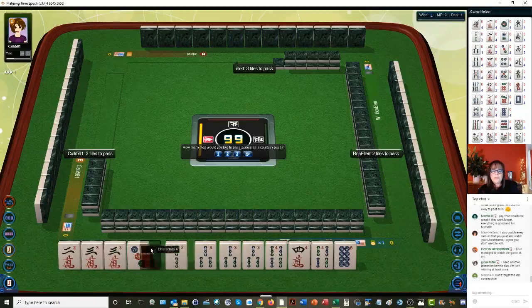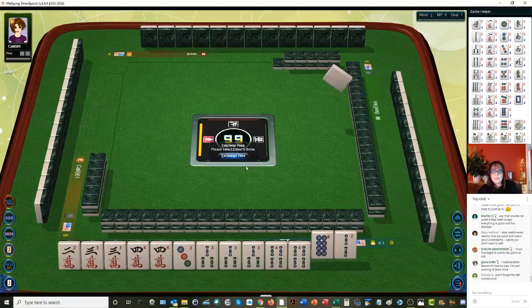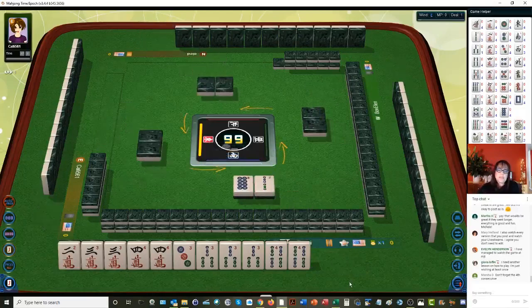2-3-4 concealed. I think we can get rid of the 2 bam and pass 2. We have 3-4, 3-4. Okay, let's just do 2. We could play the concealed hand, or we could play like numbers with threes. We do have two pairs of fours, though.